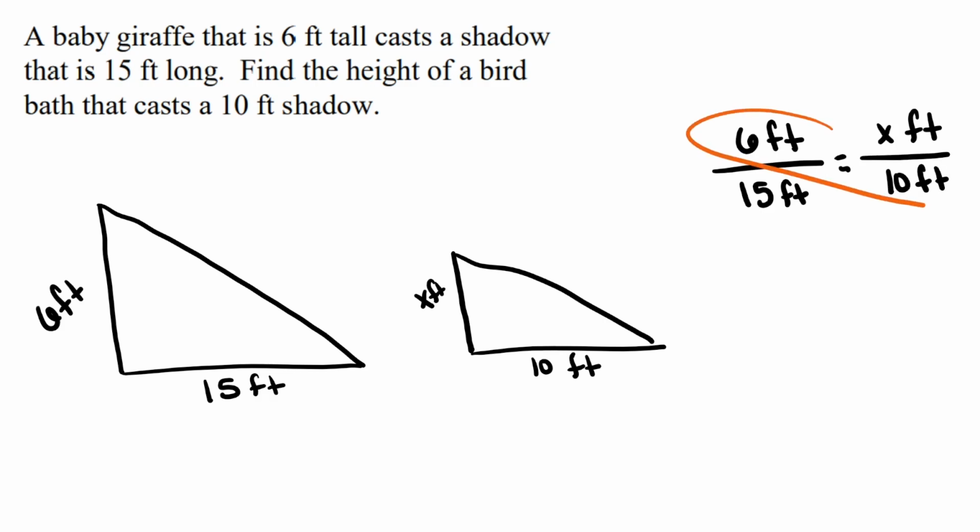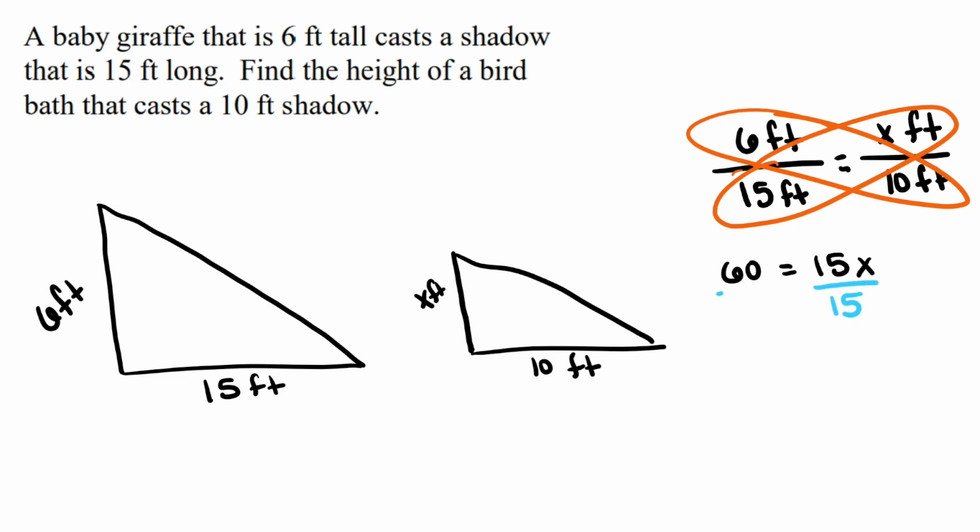So if we cross multiply, 6 times 10 is 60 equals 15x. Divide both sides by 15, and we get x equals 4 feet tall.